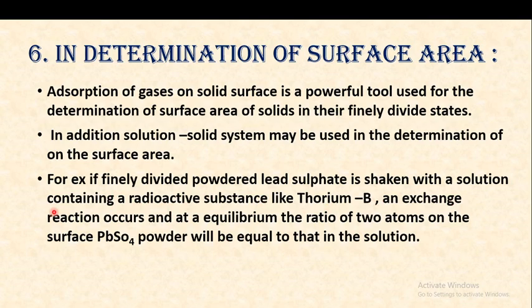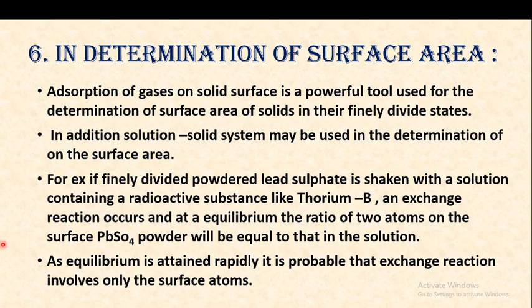So what happens? An exchange reaction occurs, and at equilibrium, the ratio of the two atoms on the surface of the PbSO4, that is the lead sulfate powder, will be equal to that in the solution. And as the equilibrium is reached rapidly, it is probable that the exchange reaction involves only the surface atoms, because the equilibrium is attained fast. Therefore, the exchange reaction involves only the surface atoms.